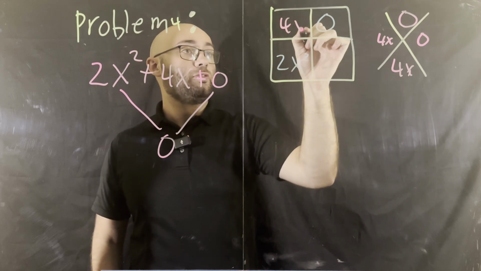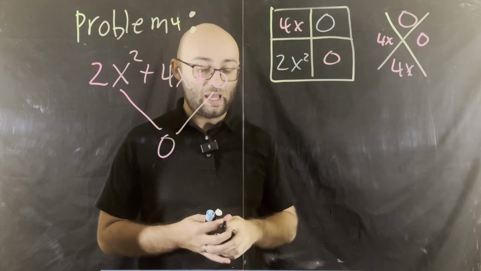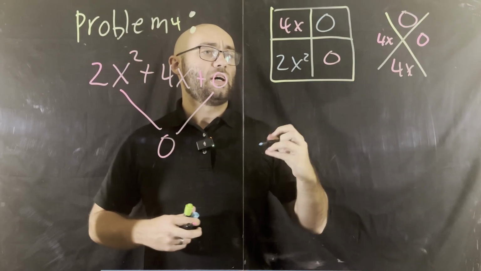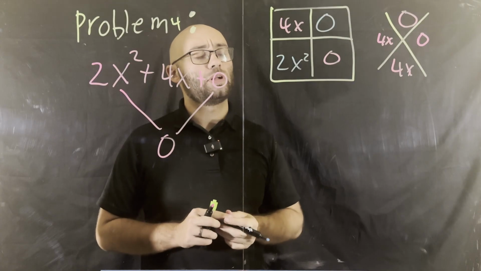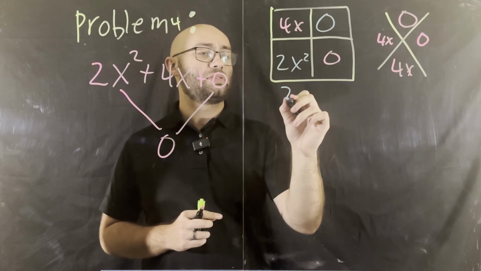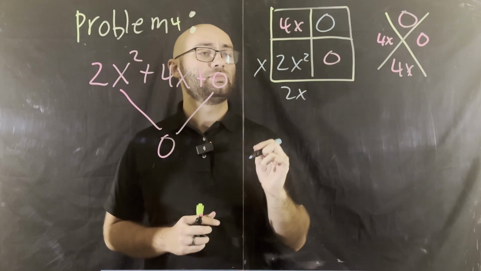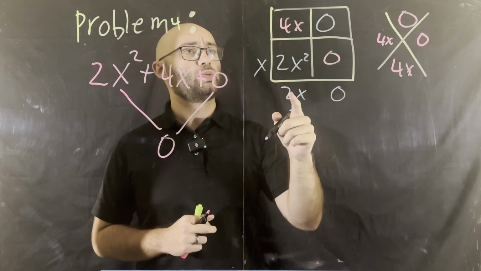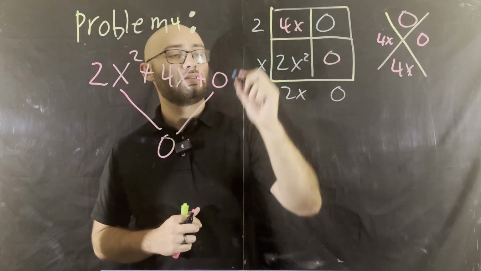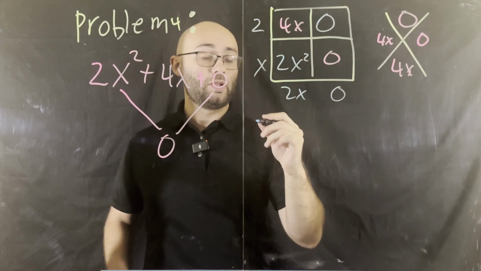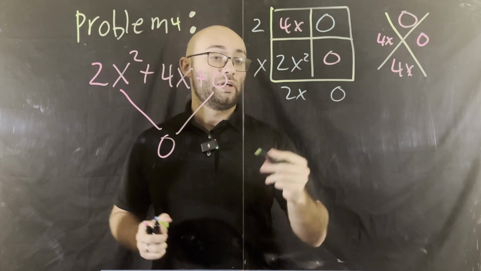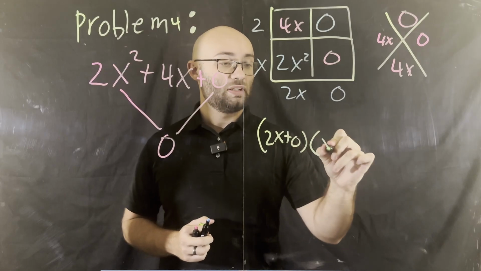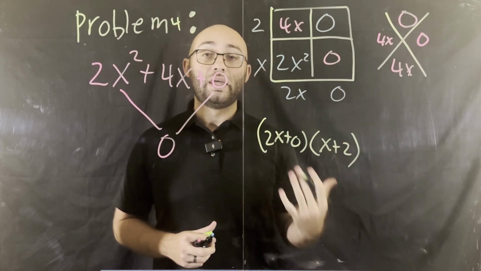Bring that over, 4x and 0 here. And now we still need to find the base and the height. So let's do that. What times what gives us 2x squared? Well, what about 2x and x? Okay? X times what gives us 0? 0. Bam. 2x times what gives us 4x? Well, 2 does. And now we're done. And we can bring that down here and write it out. So we have 2x plus 0 times x plus 2. And now we've factored it.